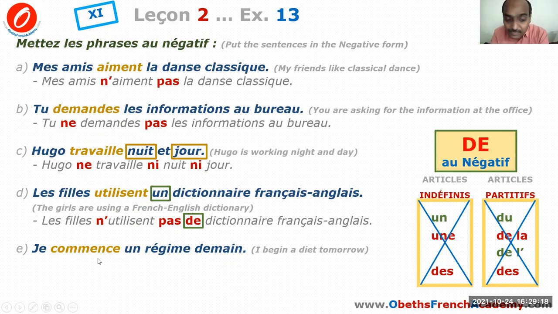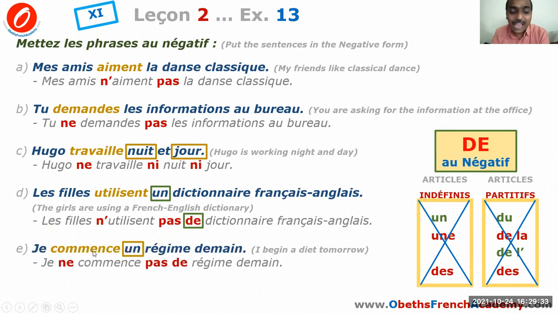So the verb is commencer, but remember my friends, there is an indefinite article. Like the previous sentence, un will become de. So, as usual, identify the verb, put ne before the verb commencer and put pas after the verb commencer. But remember, the indefinite article un will change to de in the negative. I hope you've understood how to change. It's so simple to change from affirmative to negative.